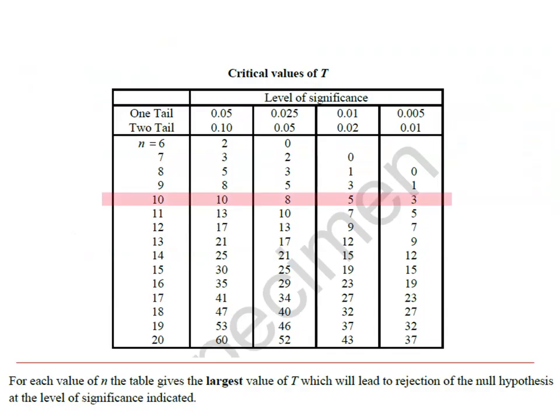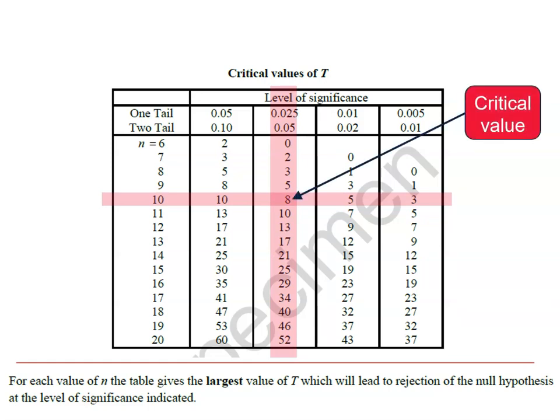We have a sample of size 10, so we look at the n equals 10 row. It's a two-tail test, as we are testing to see if the median is different, and the 5% level. Our critical value is 8.